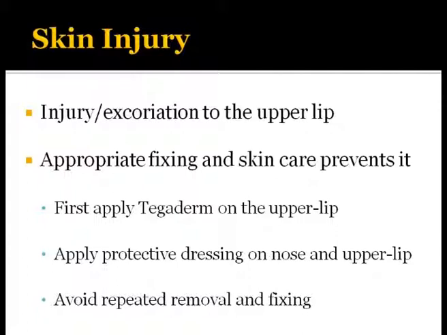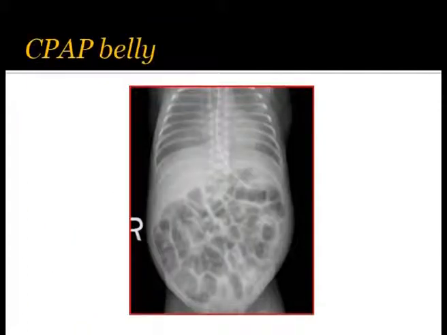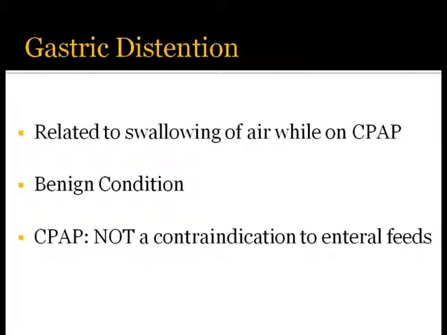Injury to the skin of the upper lip also can be avoided in a similar way with appropriate dressing material and avoiding repeated fixing and removal. CPAP belly is commonly seen while on CPAP. Uniform gas distribution with a tubular pattern on X-ray rules out other major pathology. As tone of gastric sphincter is higher than CPAP levels, air will not enter the stomach easily. Because of poor sphincter tone in a premature baby and high flow required to generate CPAP, abdominal distension is commonly seen.